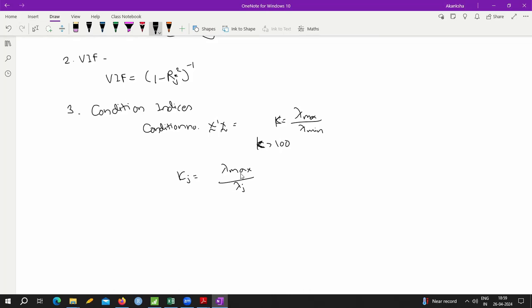Now, what to do? Okay, so we have realized that there is multicollinearity. How to address this? How to rectify the problems caused by multicollinearity?